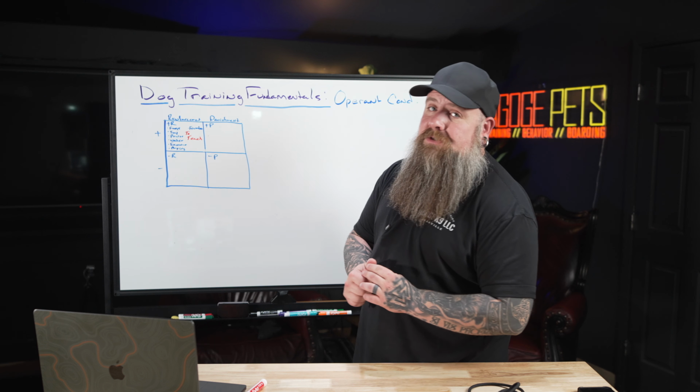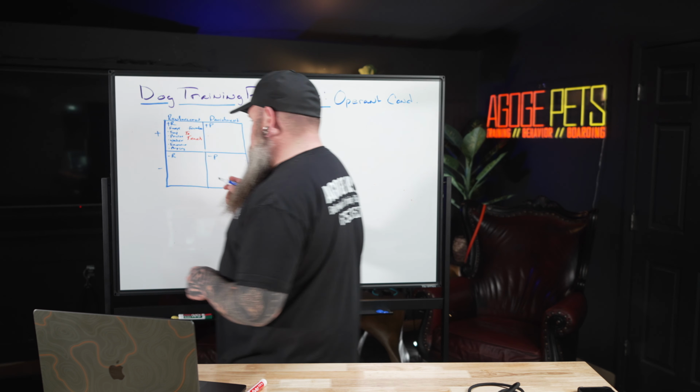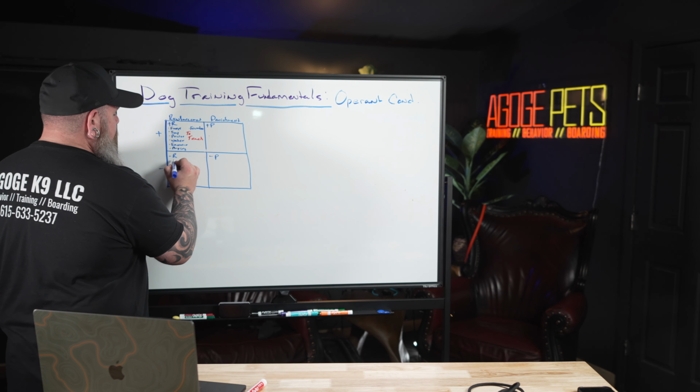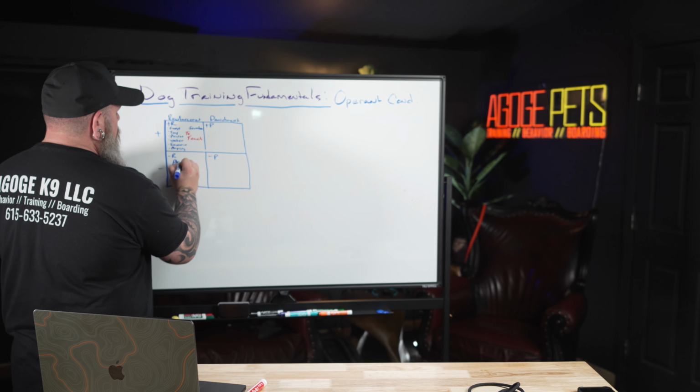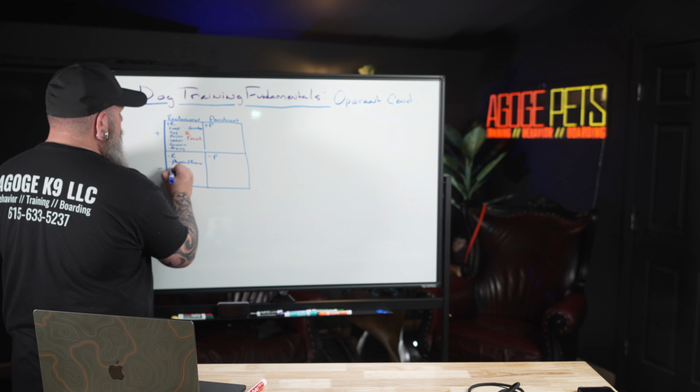Let's look at examples of what a negative reinforcement can be. Negative reinforcement can be physical pressure, so like leash pressure. It can be verbal or audible pressure.